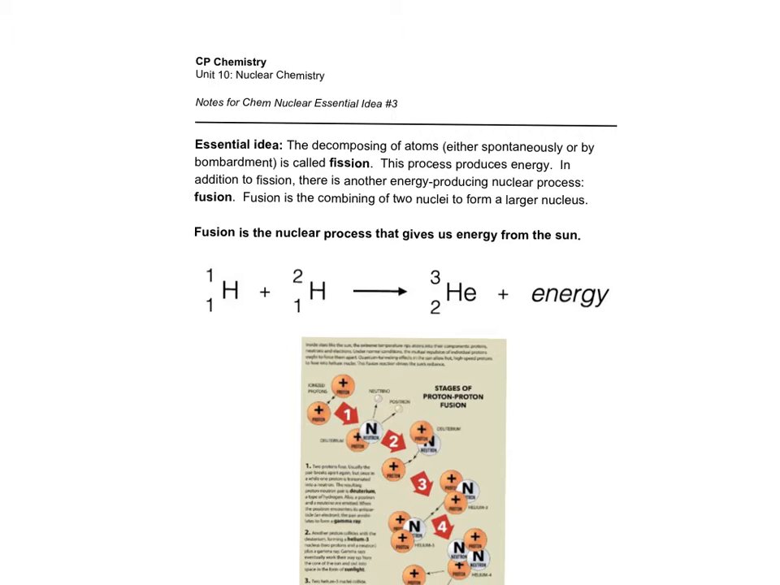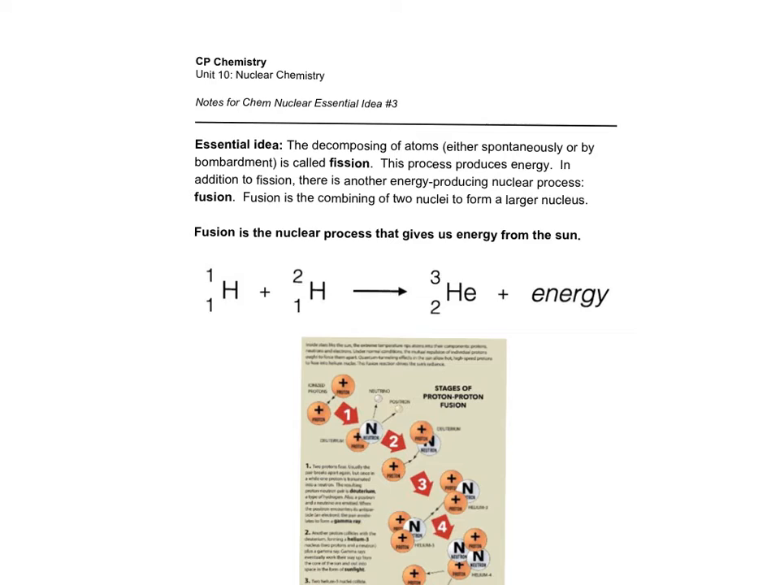This fission can either be spontaneous or through bombardment. The process produces energy, and it also produces smaller nuclei. In addition to fission, there's another energy-producing process, and that's fusion. That's when you combine two nuclei to make a larger nucleus.